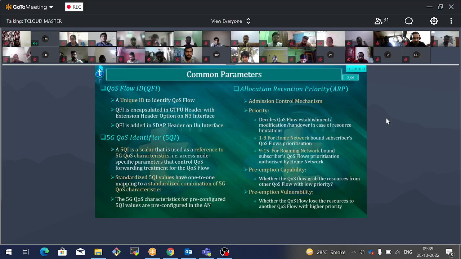Now we are going to study the common parameters that are applicable in both cases, GBR cases and non-GBR cases. The first one, quality of service flow ID, a unique ID to identify the QoS flow. As we have seen earlier, there can be multiple QoS flows created, with each one having a different quality of service implementation. To identify that uniquely, it needs to have a unique ID.